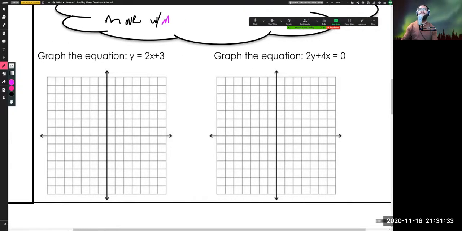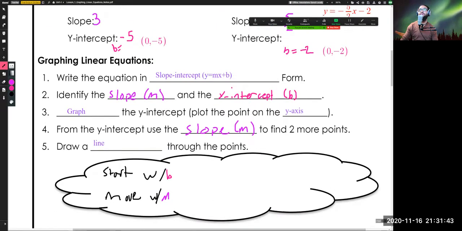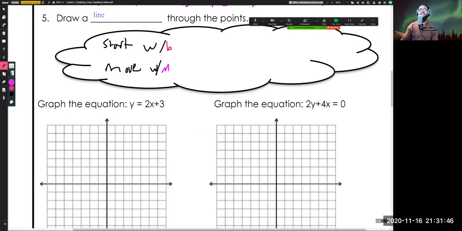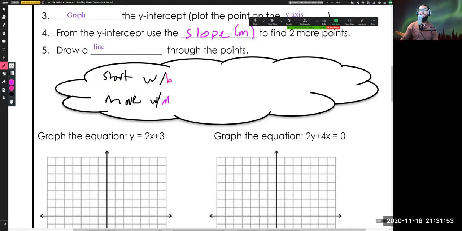Number one says, graph the equation y equals 2x plus 3. My first step is to make sure it's in slope-intercept form, y equals mx plus b. This one is in slope-intercept form, so I'm going to move on to my next step: identify the slope and the y-intercept. My slope is my coefficient of x, this 2, and my y-intercept is this 3.